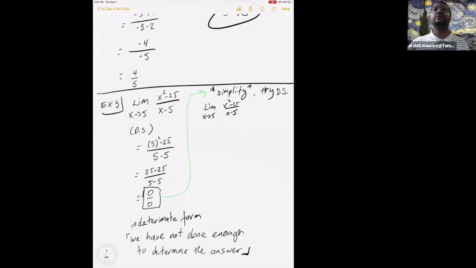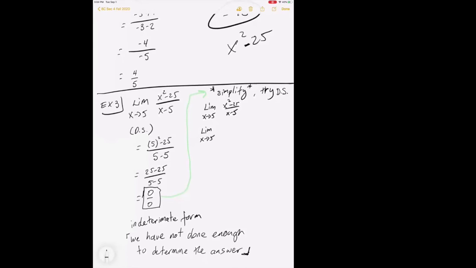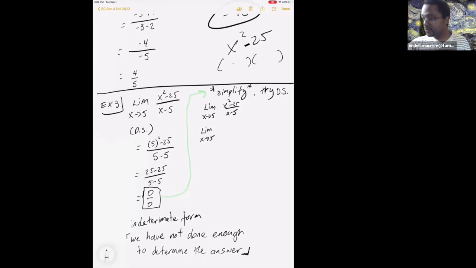So the way I'm going to simplify this problem right here is, notice the top is x squared minus 25. Isn't this a difference of squares? Do you guys remember how to factor a difference of squares in college algebra? I keep mentioning that class. This factors into two branches right here. One of them plus, one of them minus.